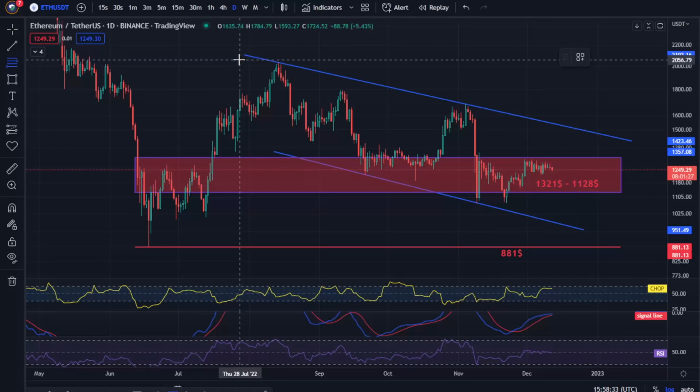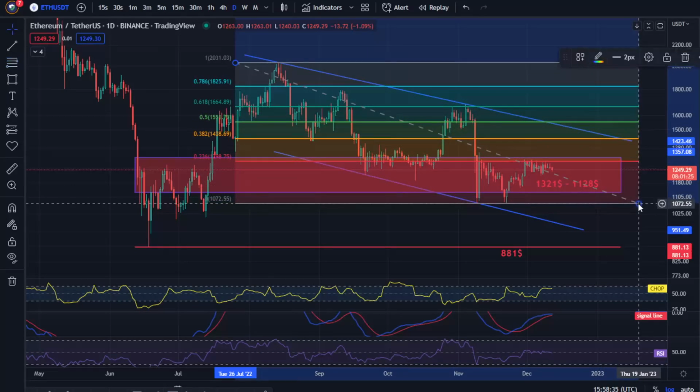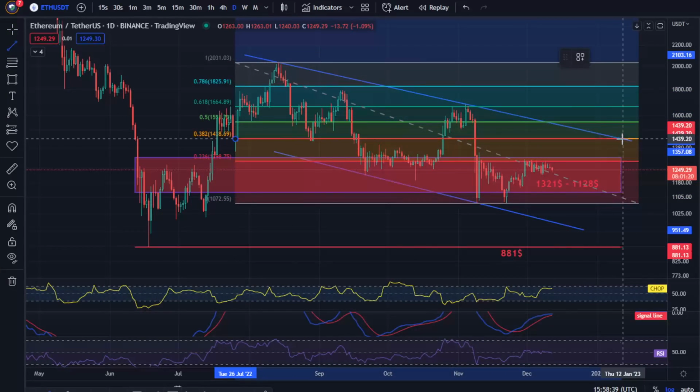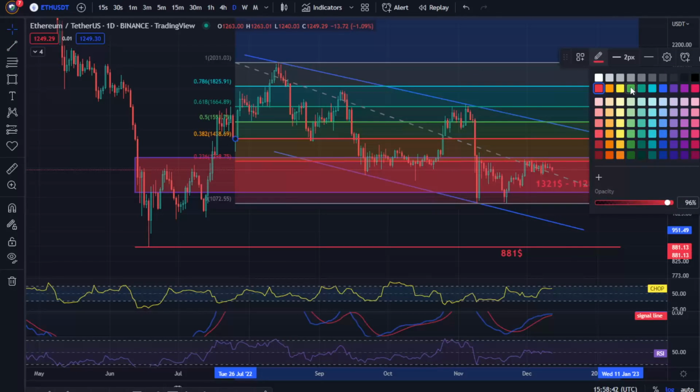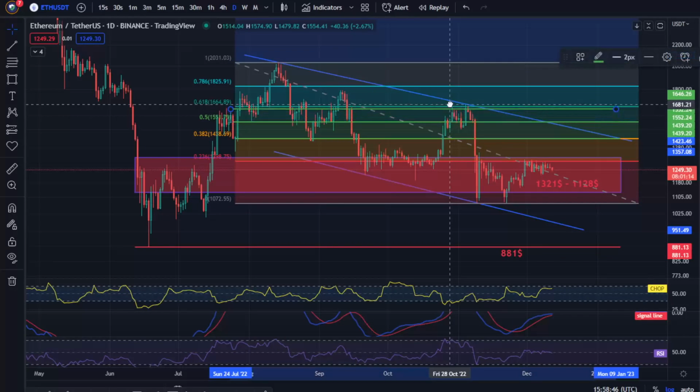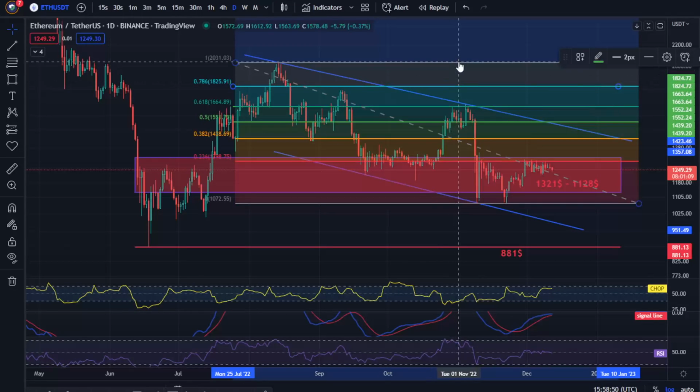Looking the other way, let's check what resistances we can take into account, and as you can see, the first strong resistance is at $1,439, the next resistance is at $1,552, then $1,664, and $1,825.